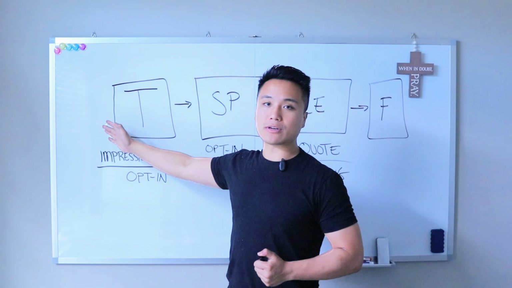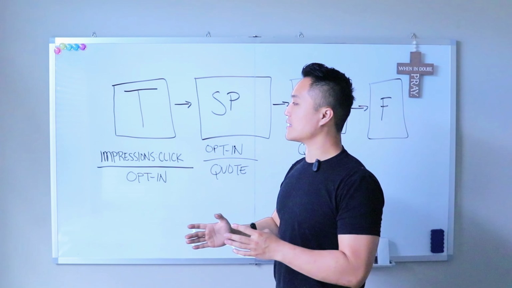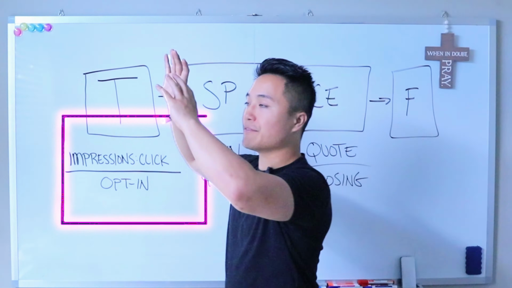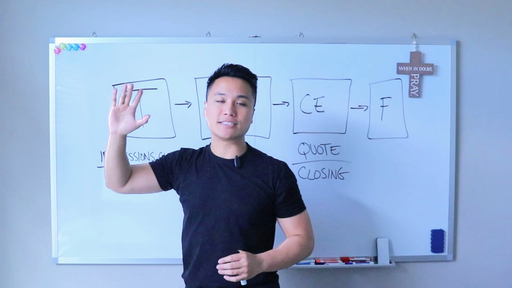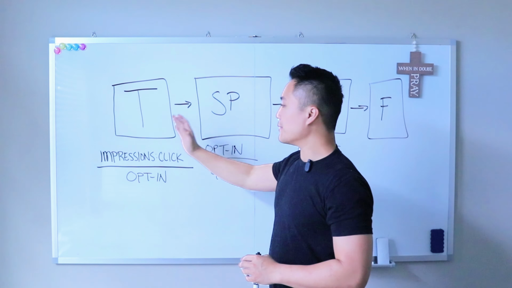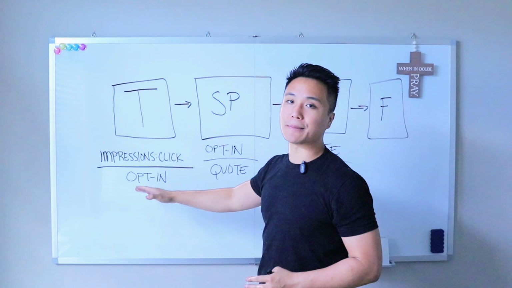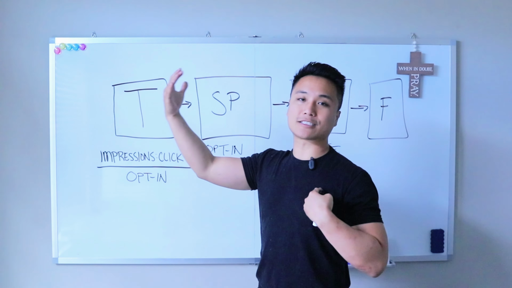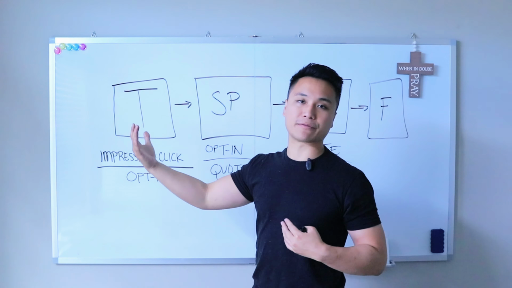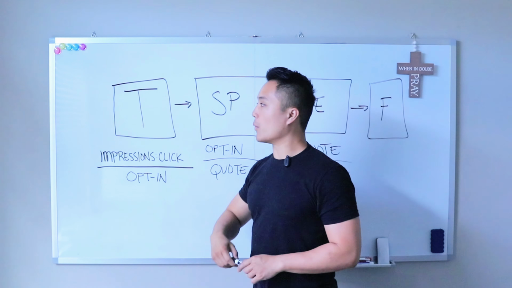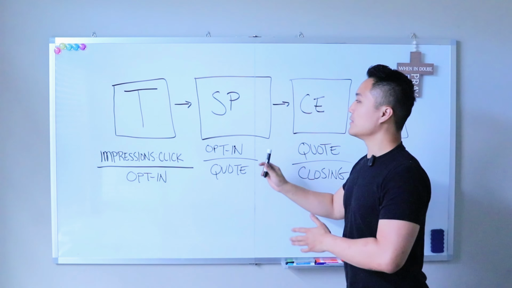Now, to judge whether or not your traffic is working well, we identify the metric as impressions to click. Out of all the people who see your ad, see your pictures, see your message, how many click on it? And then after that, out of all those clicks, how many actually opt in and trade their information in exchange for whatever you offer, or opt in for more information? That's how we gauge the traffic. What is that percentage?